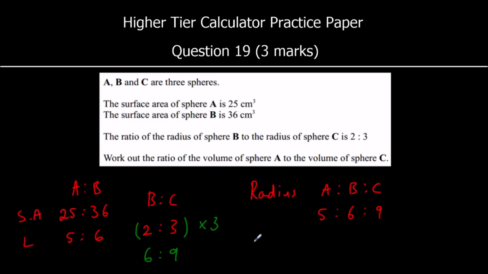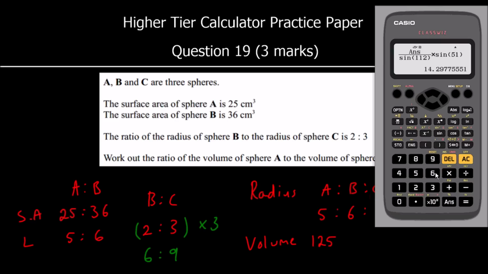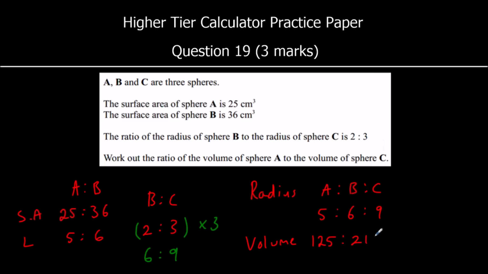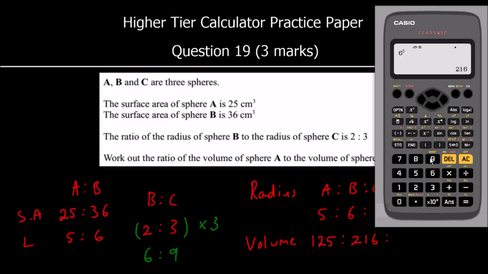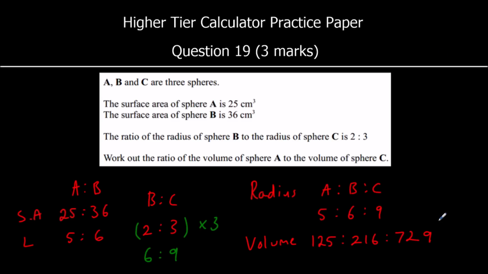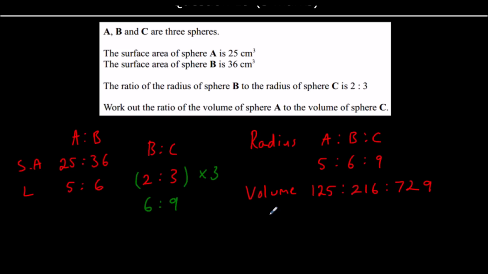We want the volume, so the scale factor for volume is scale factor cubed. So for the volume, 5 cubed is 125. 6 cubed is 216. And 9 cubed is 729. So the ratio of the volume of A to the volume of C is 125 to 729.